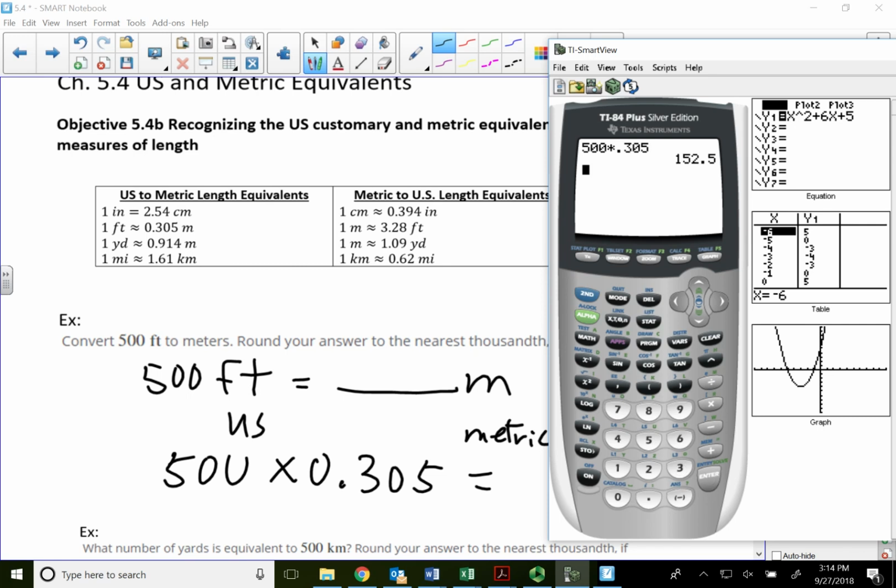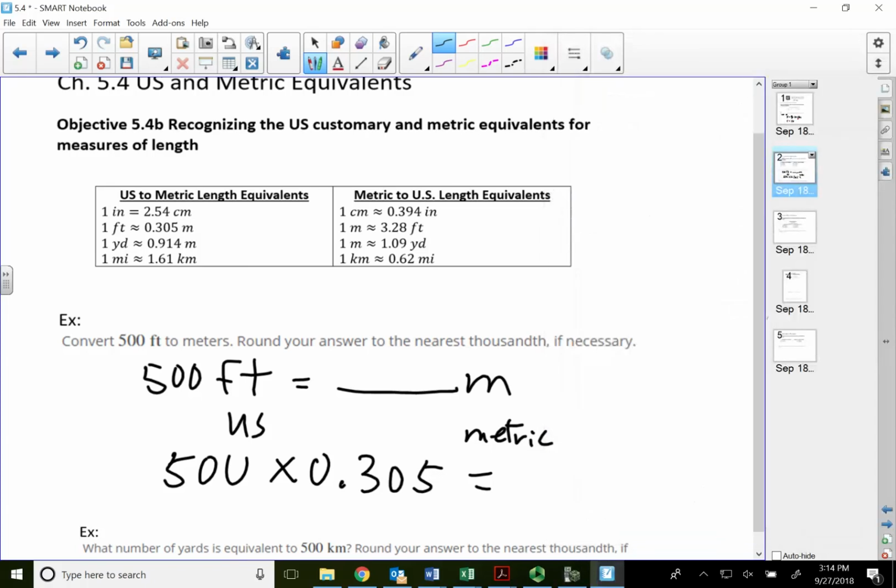And that will get rounded to the nearest thousandth. That will be 152.5. All right. It says if necessary. So since it's not necessary, I can stop at 5. All right. So that'll be 152.5 meters.